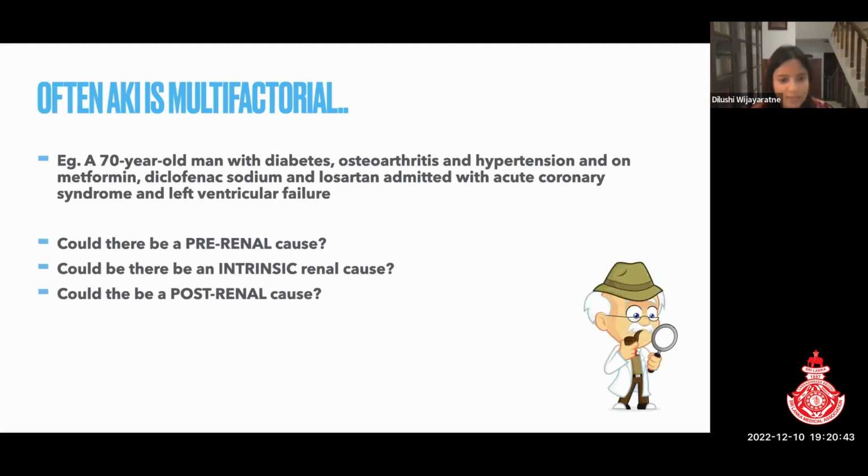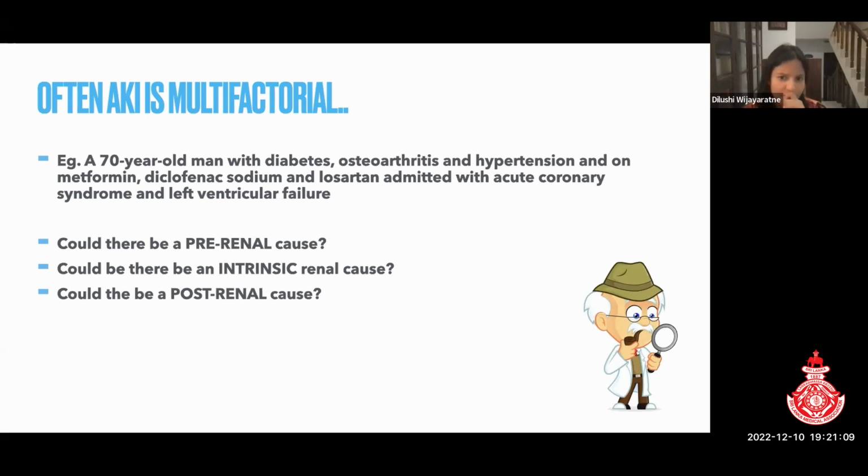So let's look at a case. We have a 70-year-old man with diabetes, osteoarthritis, and hypertension, our friend from the case before. He's on metformin, diclofenac sodium, and losartan, admitted with acute coronary syndrome and left ventricular failure. So our questions are now, okay, this AKI could be multifactorial. So is there a pre-renal cause? Could there be an intrinsic renal cause? And could there be a post-renal cause?